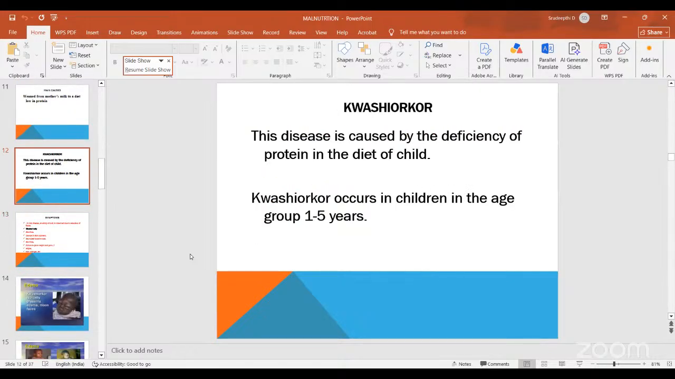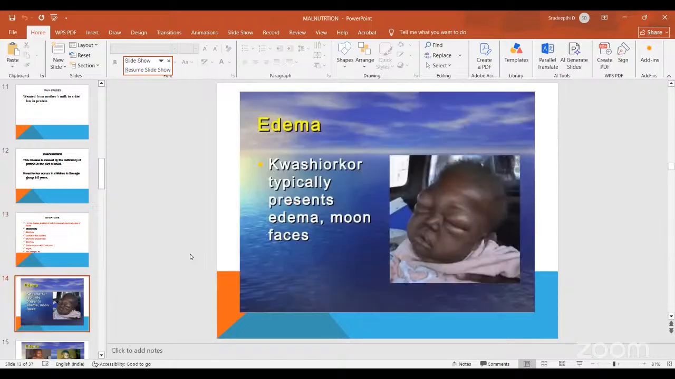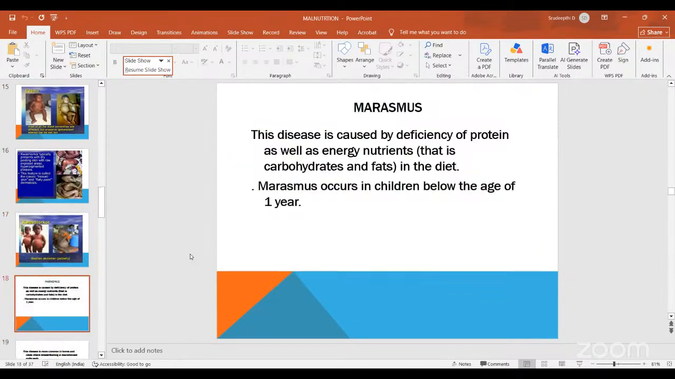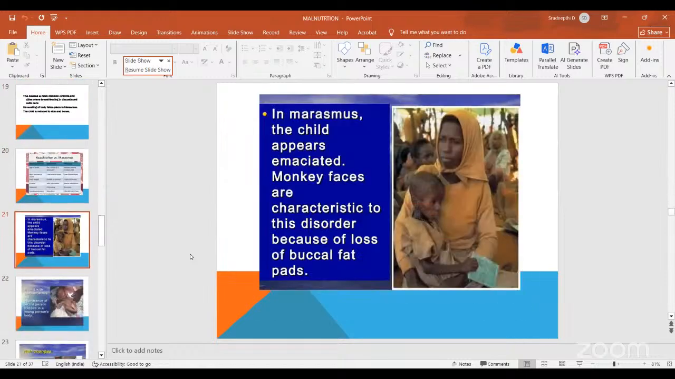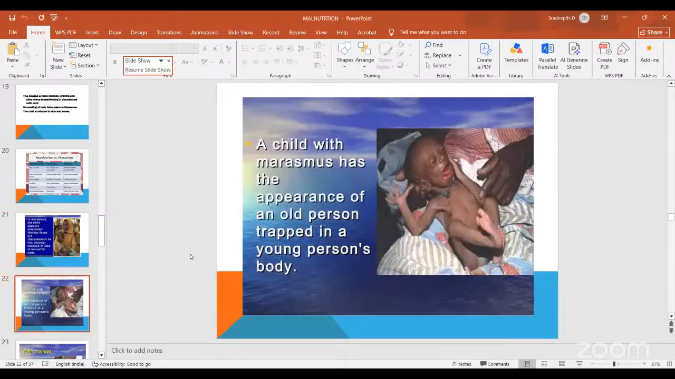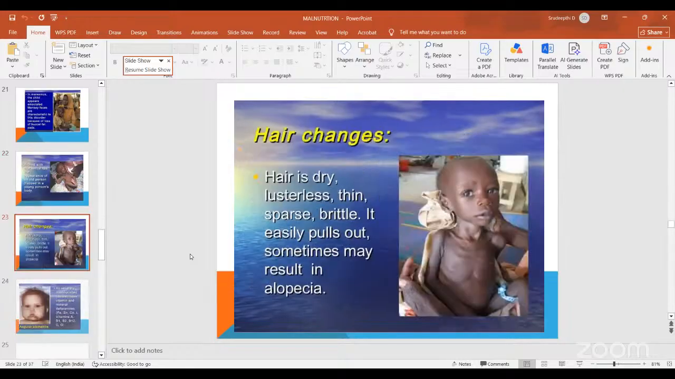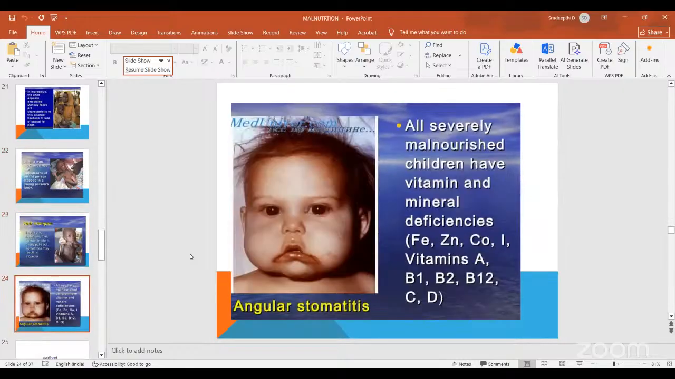Kwashiorkor disease is the deficiency of protein. Only the deficiency of protein is called Kwashiorkor disease. So the symptoms, okay, and this body belly, etc. Marasmus is the deficiency of all energy nutrients: carbohydrates, proteins, and fats. This disease is called marasmus.